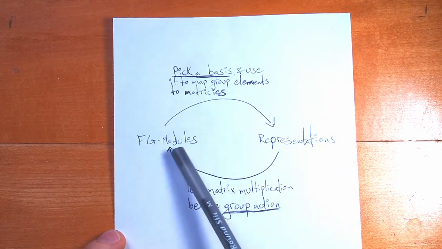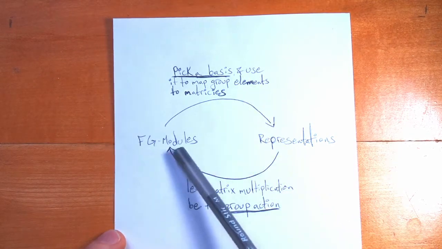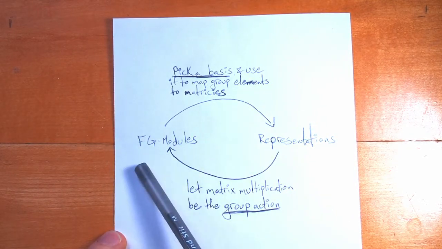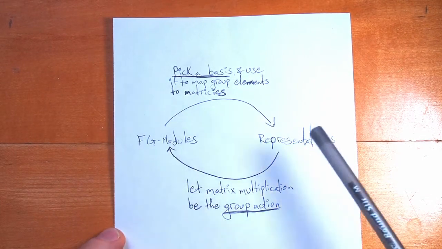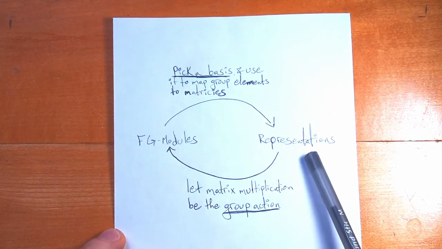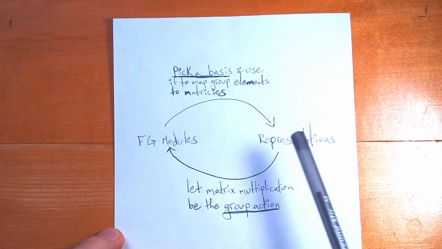You can't have one without the other, because when you start with an FG module, you're always free to pick a basis. There's no vector space that an FG module can be over that you can't pick a basis for. You can always pick a basis for an FG module. You always have that freedom. And a representation is going to have degree n, and you can always just have an n-dimensional vector space for these matrices to act on.